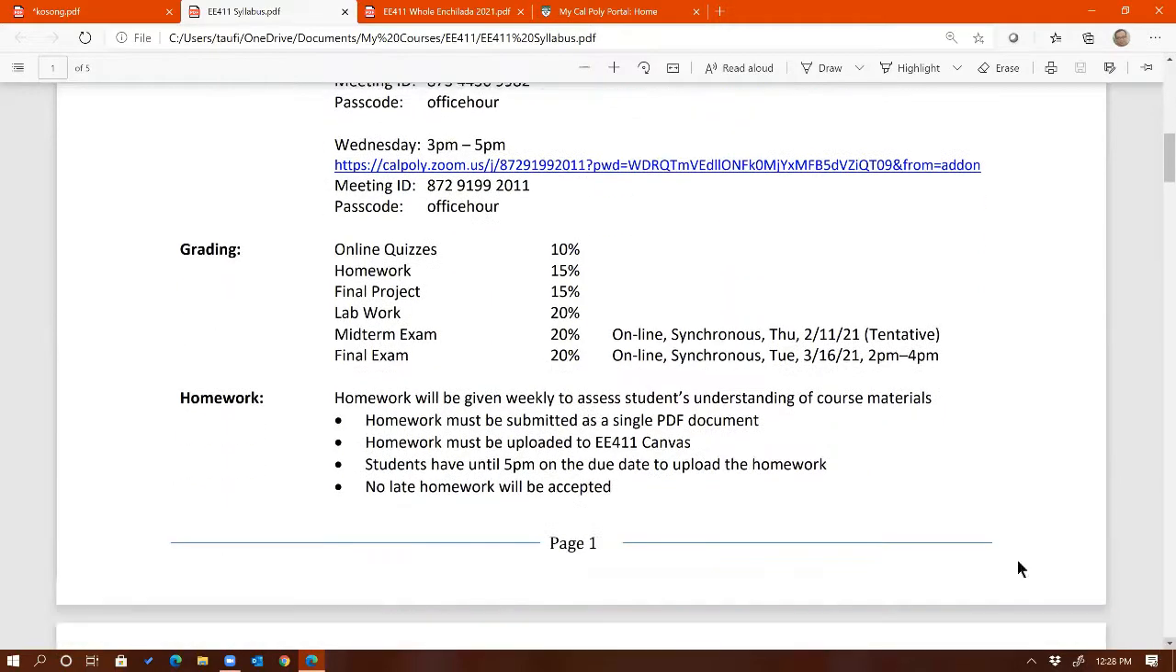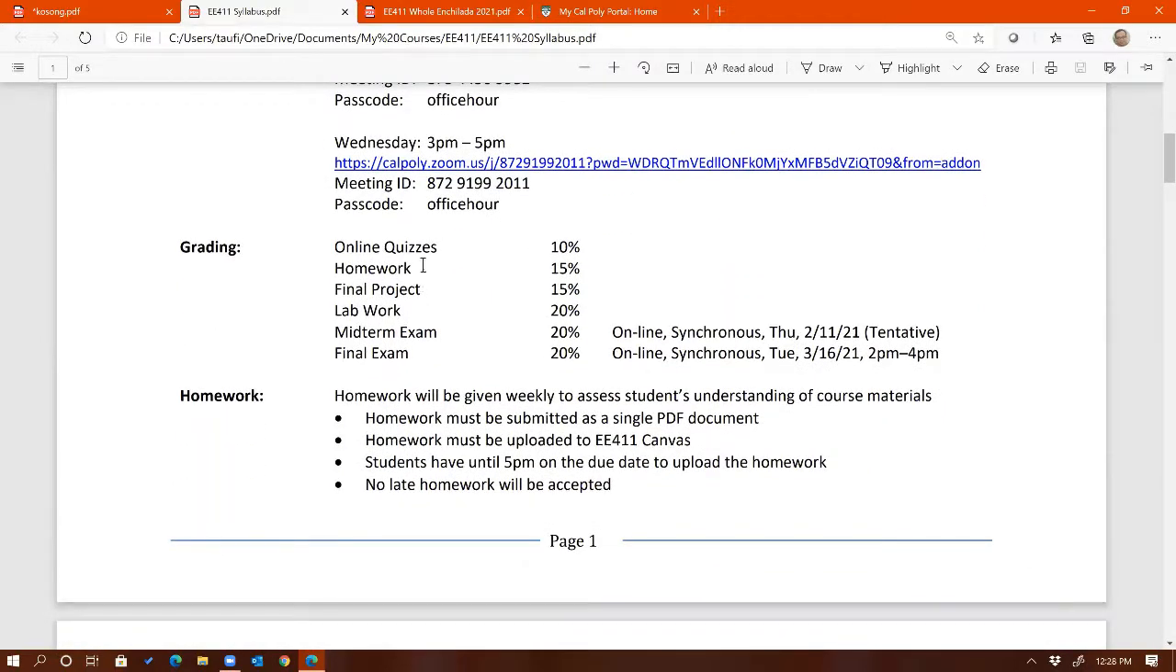All right. Grading, we have the same thing as last quarter: online quizzes, homework, final project, lab work, midterm exams, and final exams. Right. So there are 2 exams: midterm exam and final exam. And just like in EE410, final exam is not comprehensive. That's why it's a 2-hour exam, right? And the first exam, which is this midterm exam right there.